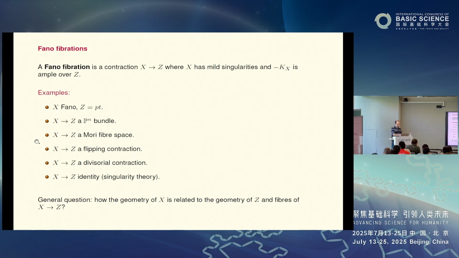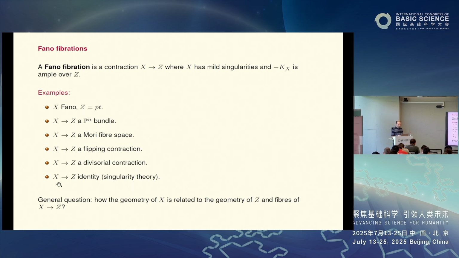And another object, these are called Mori fiber spaces, and I will not define this, but this is, again, a kind of Fano fibration, very central in birational geometry. For example, like a conic bundle. But also there are other ones which may not be obvious that you can call Fano fibrations. These are, for example, flipping contractions. Again, these come from the birational geometry world, or divisorial contractions. We can view these things also as Fano.